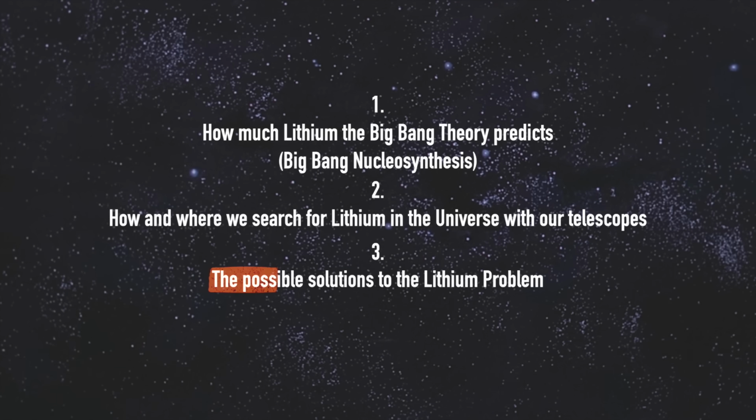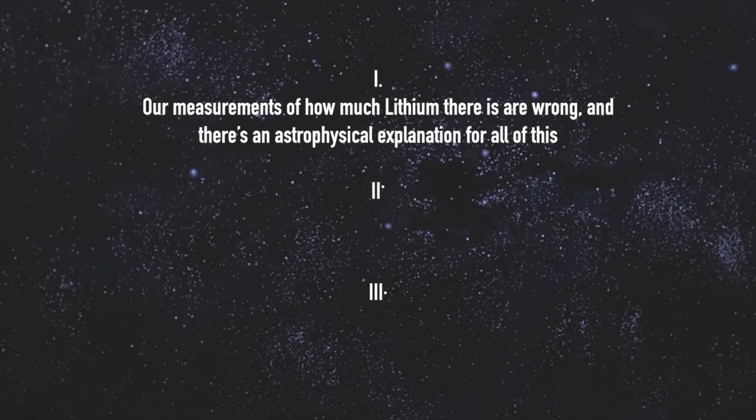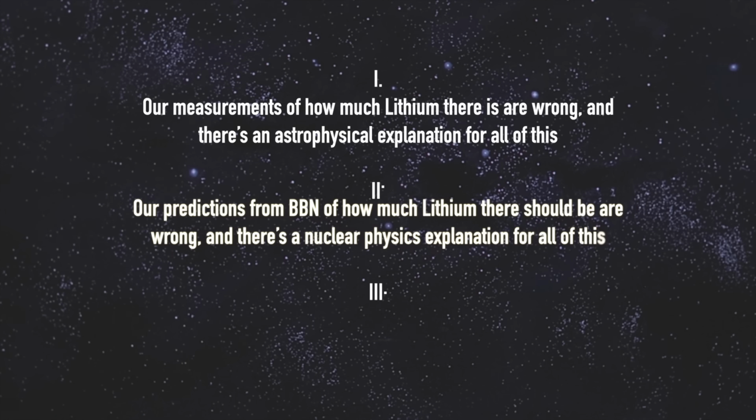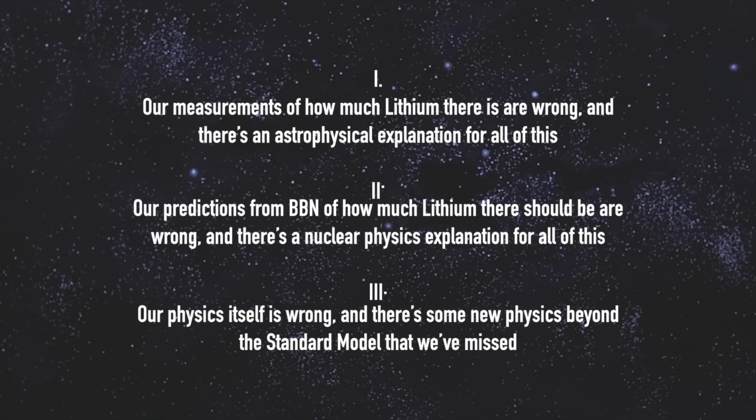So that brings me to part 3. What are the possible solutions to the lithium problem? Well, our explanations fall broadly into 3 categories. Either our measurements for how much lithium there is in the universe are wrong, and there's an astrophysical explanation for all of this. Or our predictions from Big Bang nucleosynthesis of how much lithium there should be in the universe is wrong, and there's a nuclear physics explanation for all of this. Or our physics itself is wrong. Maybe there's some new physics beyond the standard model that we've missed.